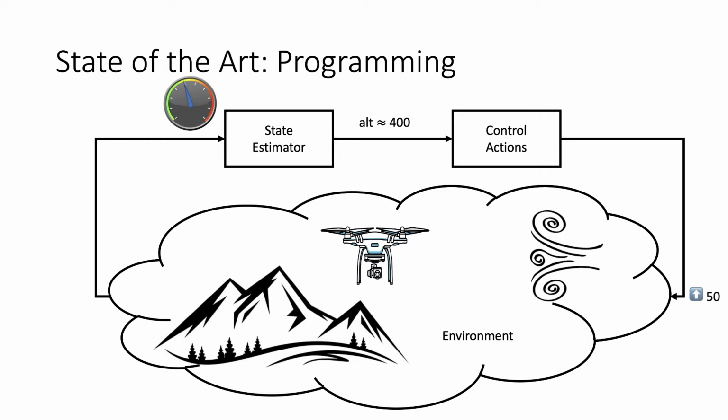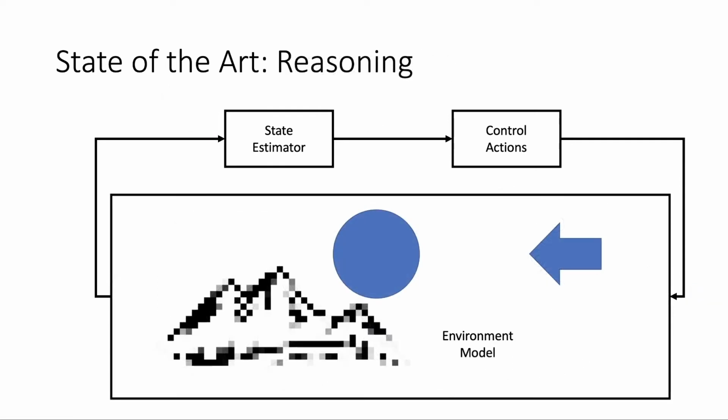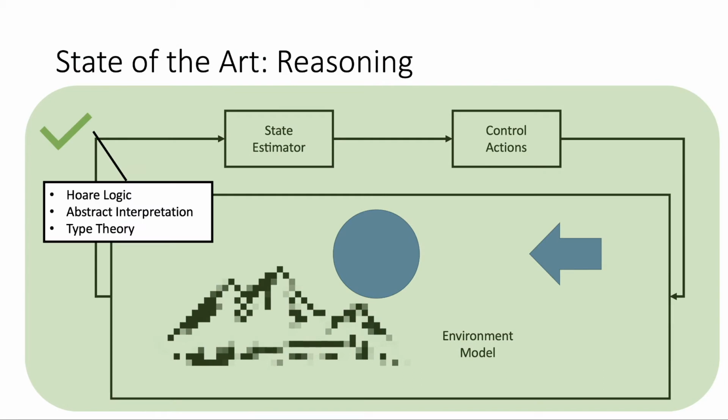Now, if we want to reason about whether this program is correct or not, one way or another we're going to need to build an environment model. And the environment model, you can think of it as a non-deterministic program that takes in control actions and produces observations, and it should capture the important aspects of the real-world environment. And now, to certify that this is correct, we can use your favorite verification technique, suitably adjusted for the non-determinism in the environment model. So what's wrong with this picture?